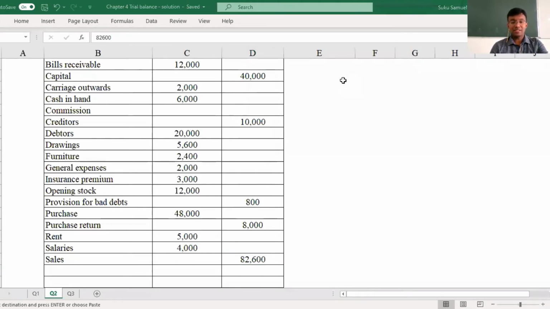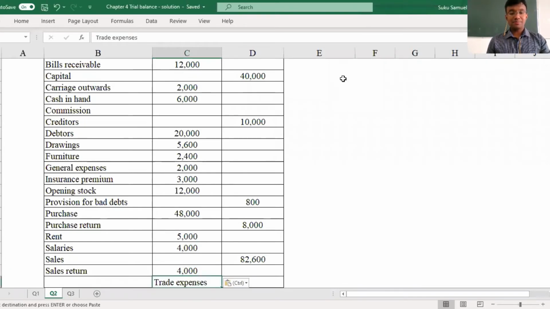Then you have sales return. You sold some goods to your customer. Your customers are not happy. They are returning the goods back to you. So sales return is an expense for you. Why is it an expense? Because when they return the goods back to you, you will have to refund the money to them. So it is an expense.